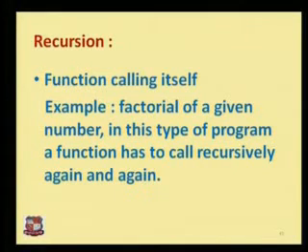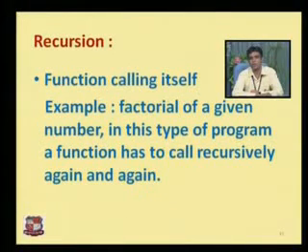Cursion means assigning a loop. Then a function calls itself. In short, we can say that a function is calling itself. How does a function call itself? We have defined particular functions.